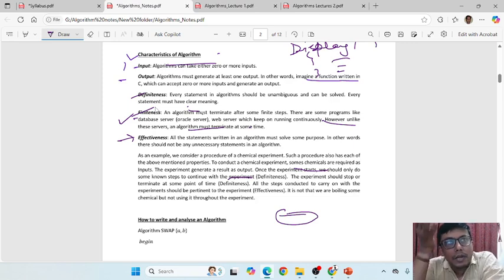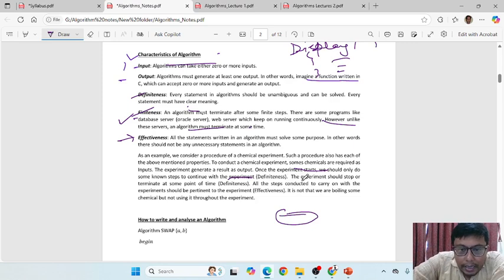That is your definiteness, a certain known step. So beyond those steps you will not be performing any other steps. After following these steps your experiment will end. That means all those steps which you are following are considered definite steps: a predefined finite number of steps you need to follow in order to make that chemical experiment a successful one. So, in other words, that is your definiteness.